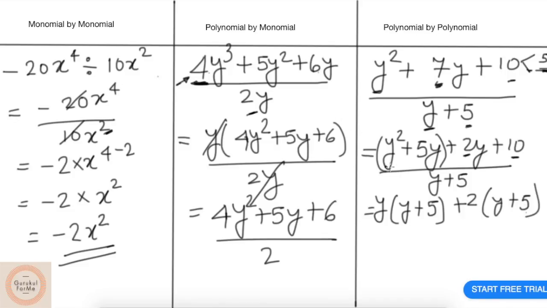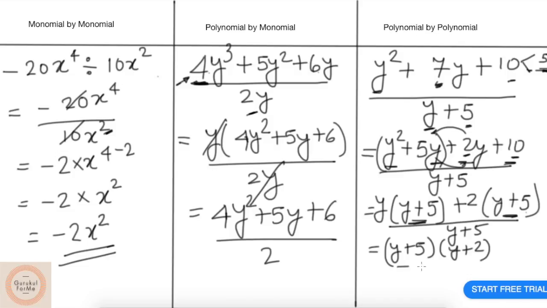What did you do here? You did regrouping here. You could have placed 2 here, you could have placed 5 here, but it's purely judgmental and you thought, okay, this was a better way to do it. Divided by y plus 5. Can I say that this is equal to y plus 5? I can take this common. And can I say that multiplied by y plus 2 divided by y plus 5? Y plus 5 will get cancelled. So what's the answer? Y plus 2.